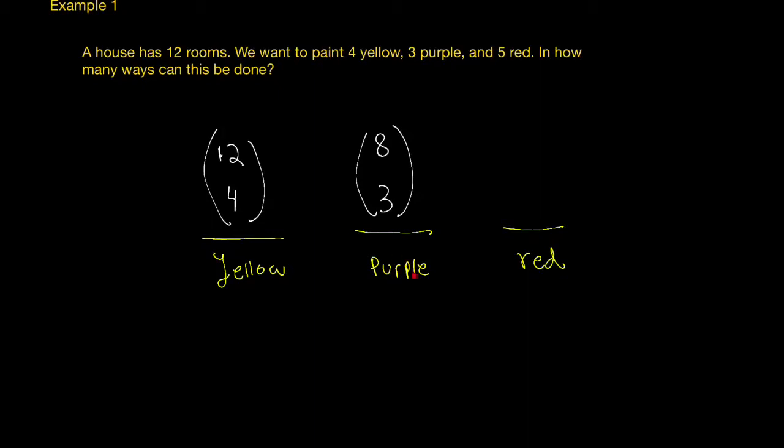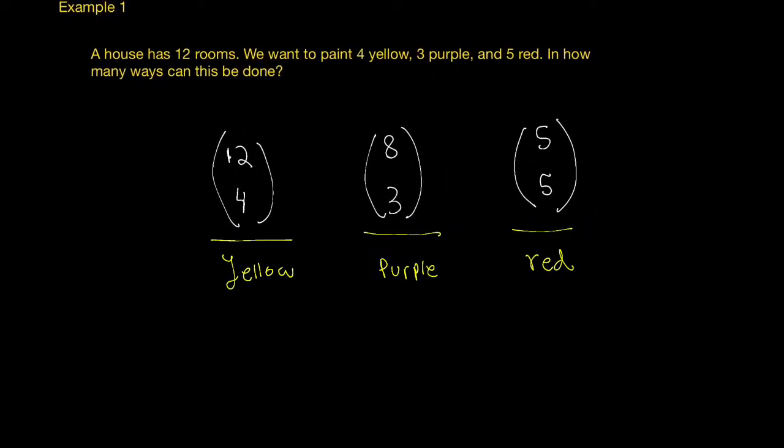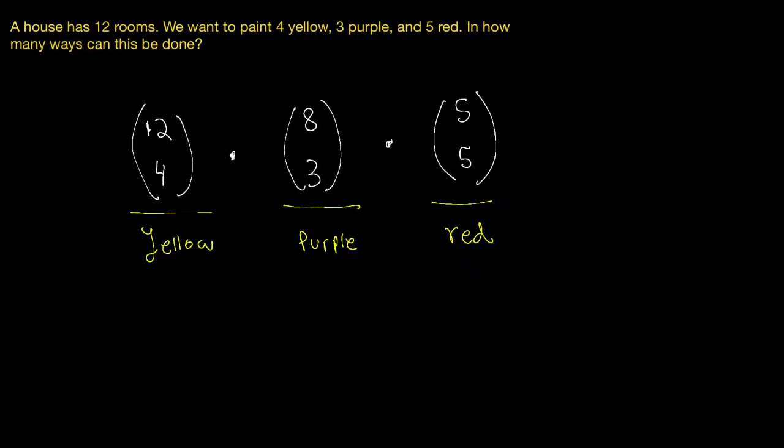Now, once I finish painting my 3 rooms in purple, it should be obvious that we now only have 5 rooms remaining. And out of those 5 rooms, I want to paint 5 in red. So that's all of them now. So we get 5 choose 5. And using the counting principle, in order to get all of the possibilities in which this can be done, I just take the product of all these 3 combinations.